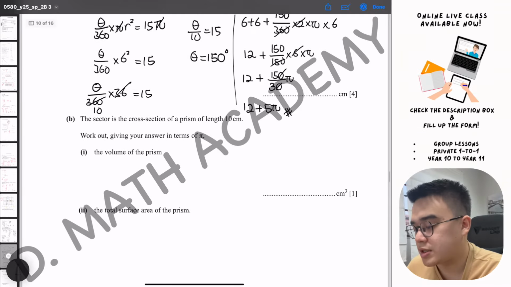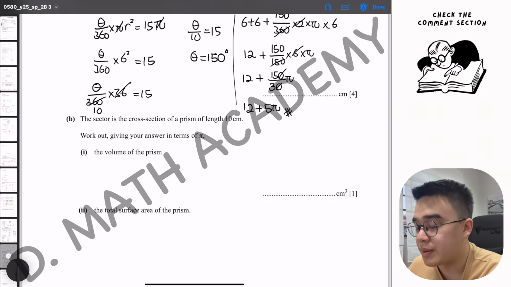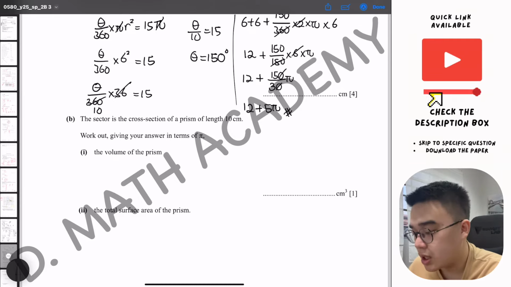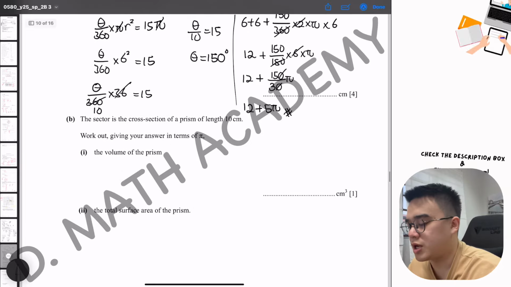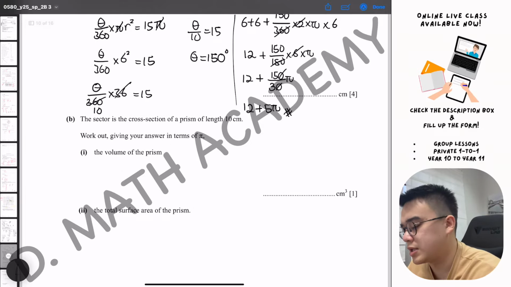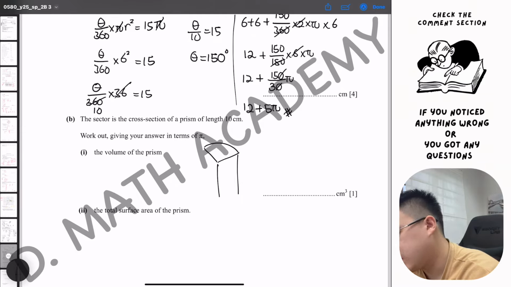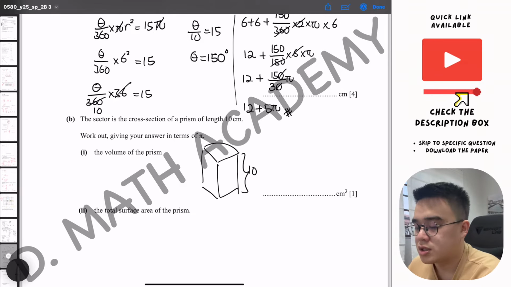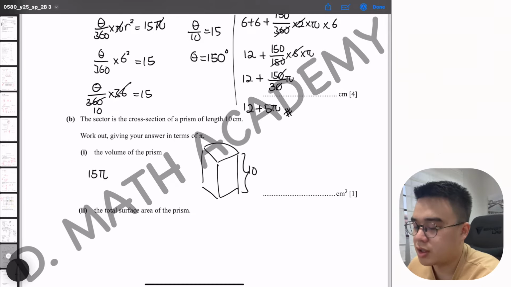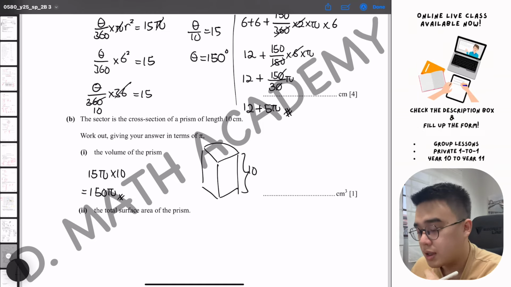17b, they say this sector is a cross section of a prism with a length of 10. Give the volume of the prism. So good news for b number 1 is there's no calculation because they actually gave us the area already. If you can't picture how it looks like, it's basically telling us that this sector now has a length of 10. So this part here is the 10. With the 15 pi that you secured earlier multiplied by 10, you just get 150 pi.